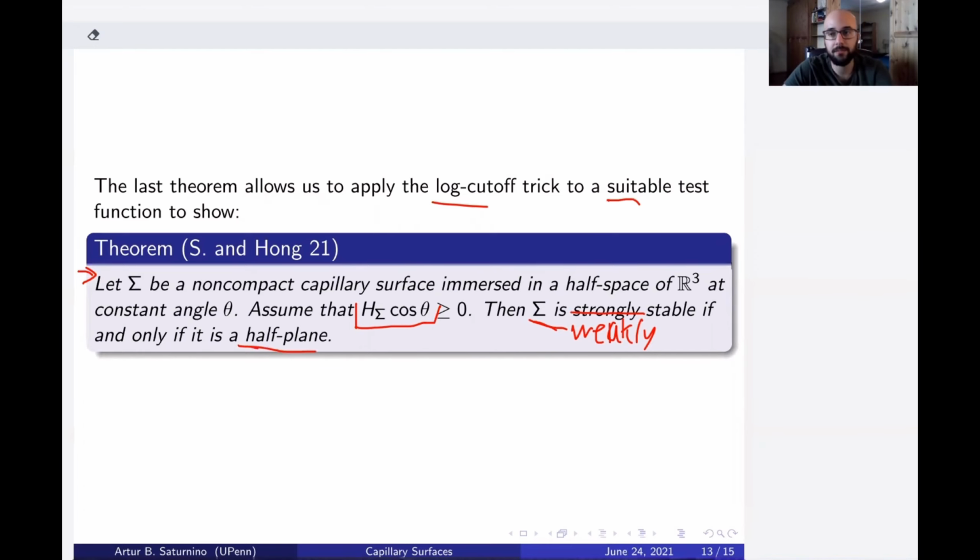And to make a relation with the theory of CMC and minimal surfaces, we know that the only non-compact CMC surface immersed in a half space in R3 is a plane. So this is kind of bringing an analogous result to the context of capillary surfaces. And of course, this is always a very natural question to ask: what are these stable surfaces? So this gives us at least a partial answer given this assumption.